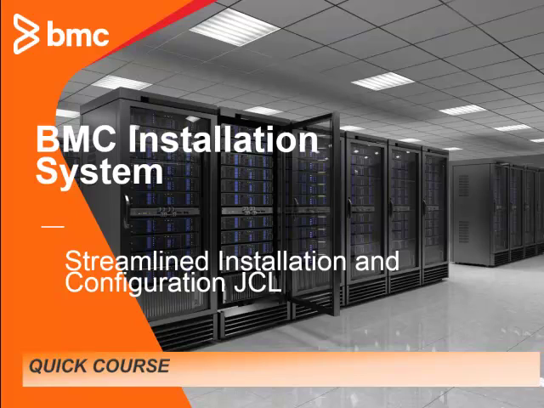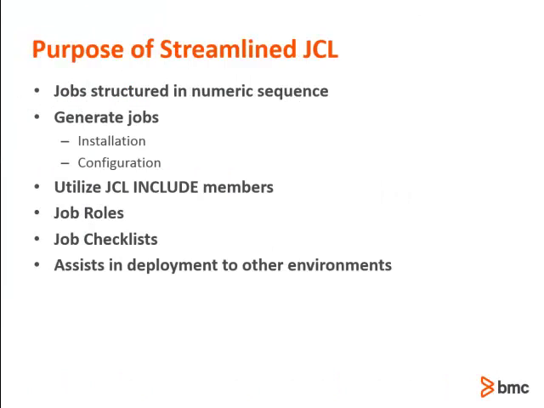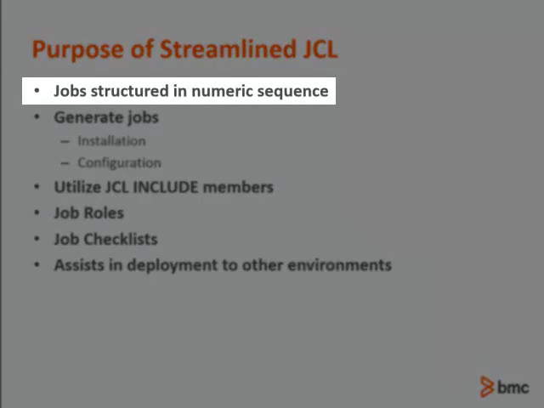In this session, I'll describe the Streamlined JCL for product installation and configuration. The JCL for installation and configuration is streamlined to be intuitive and to assist in deployment. The jobs are the $100 series through $900 series. These jobs should be submitted in numerical order. The names of the jobs should also make it clear what the job does.